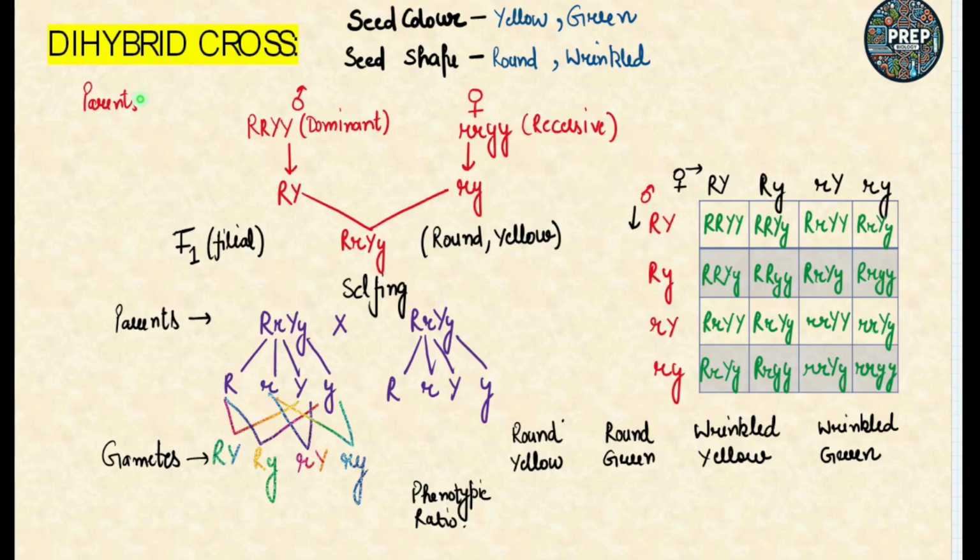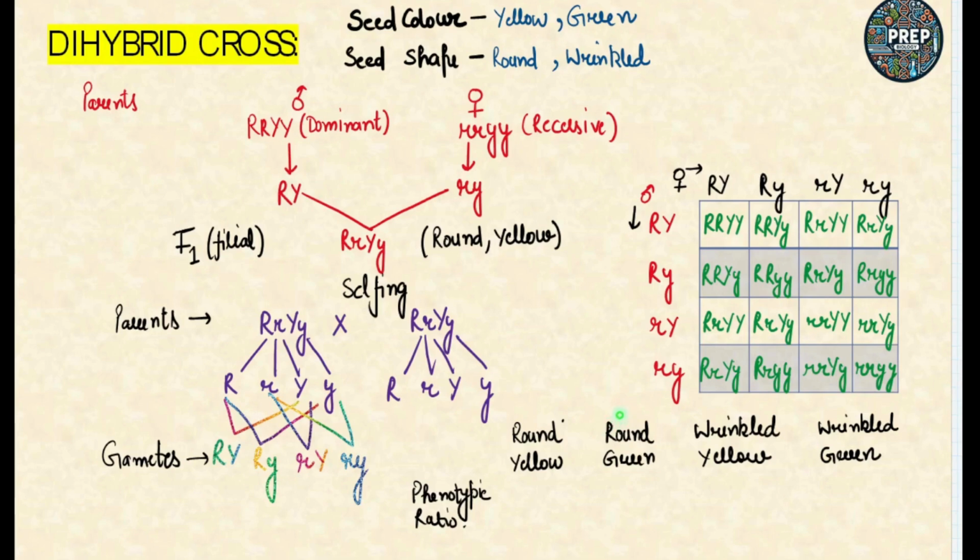Now it's time to calculate the ratios of the dihybrid cross. First we take the round and yellow. Round and yellow is full dominant. We require one capital R and one capital Y. So we have capital R, capital Y: this is 1, 2, 3, 4, 5, 6, 7, 8, 9. So 9 are round and yellow.